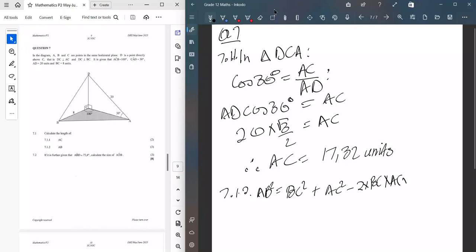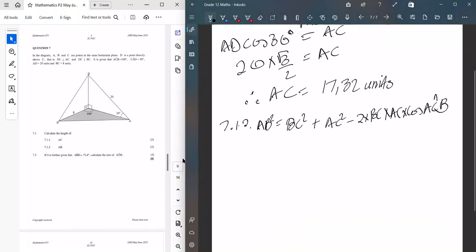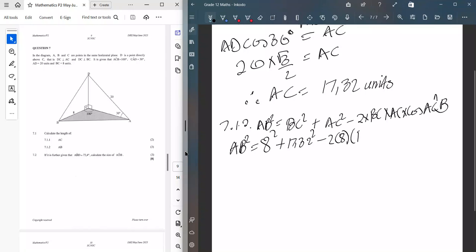Cos angle ACB. ACB is this angle here. Okay, we are good to go now. So let's substitute. What is AB? We do not know as yet. What is BC? It is 8. That's what they gave us. Now, what is AC? We just said it's 17,32 in 7.1.1. Minus 2 times 8 times 17,32 times cos. What is angle ACB? It is 100 degrees. Cos 100 degrees.